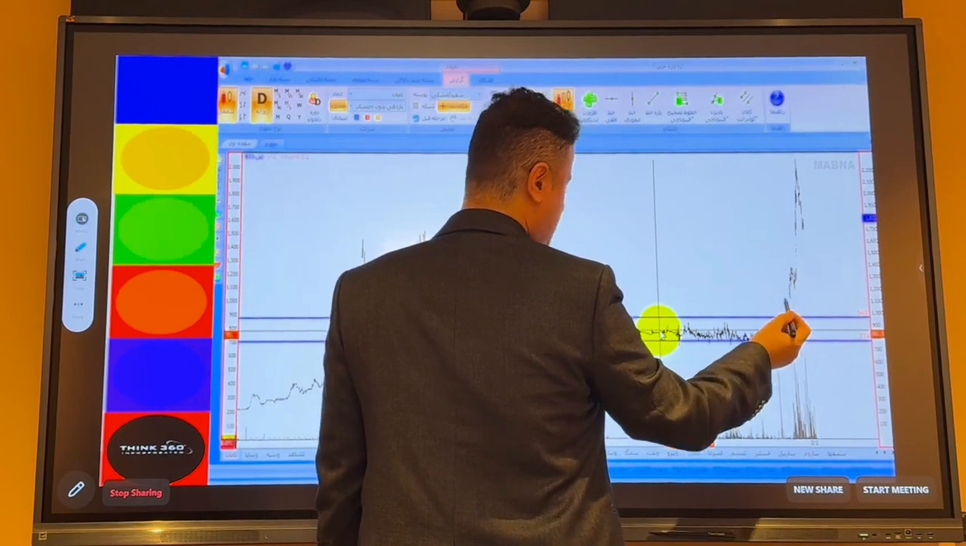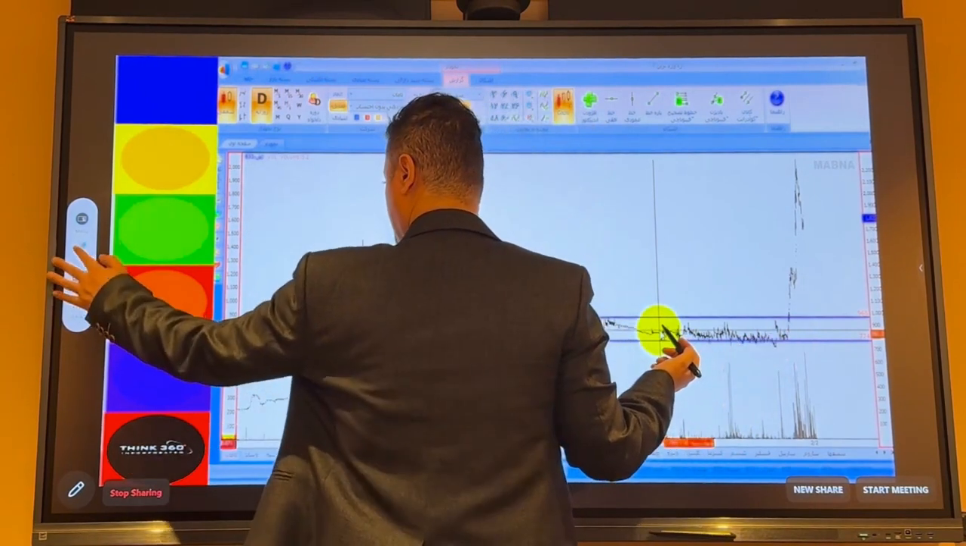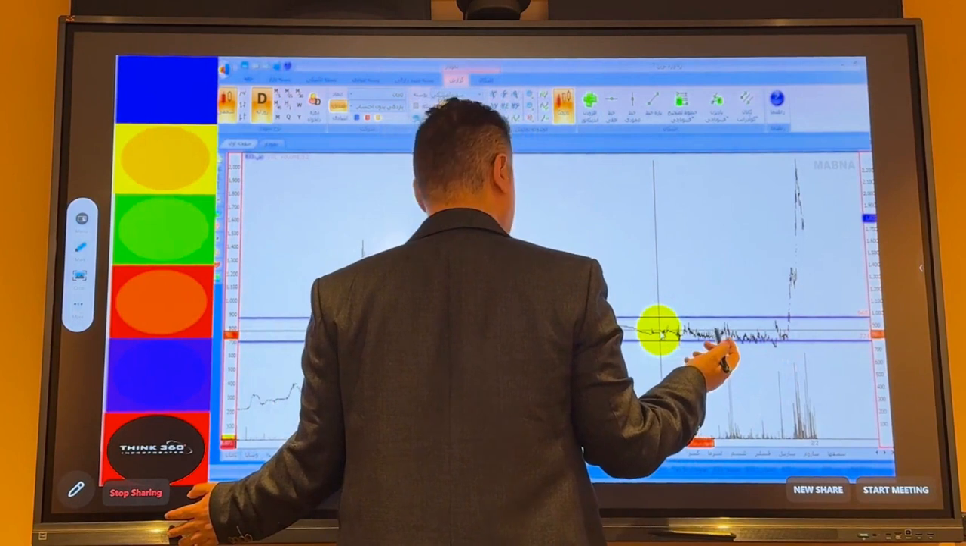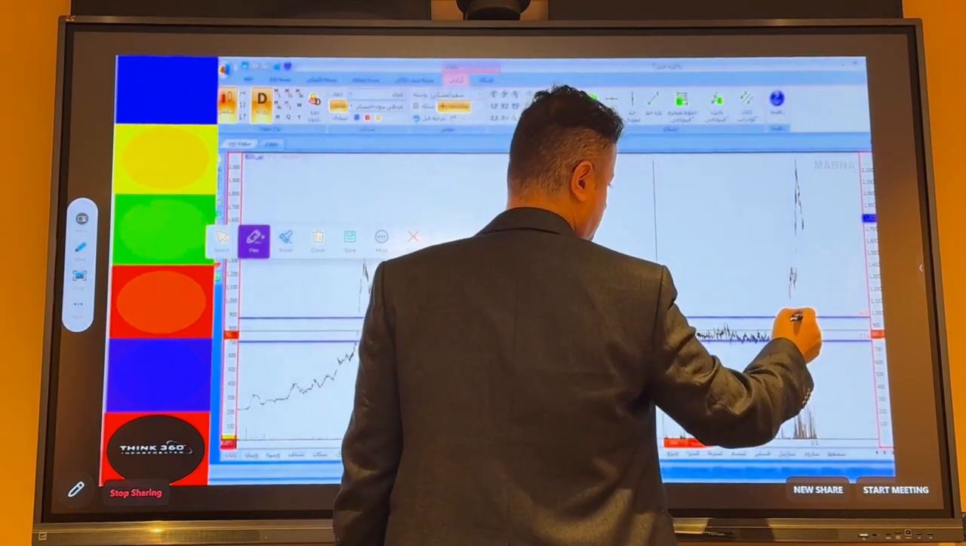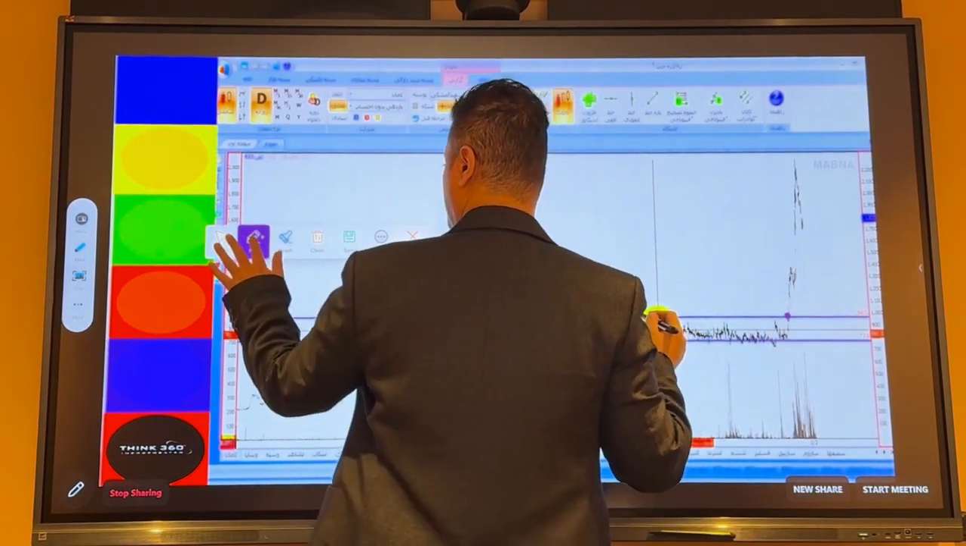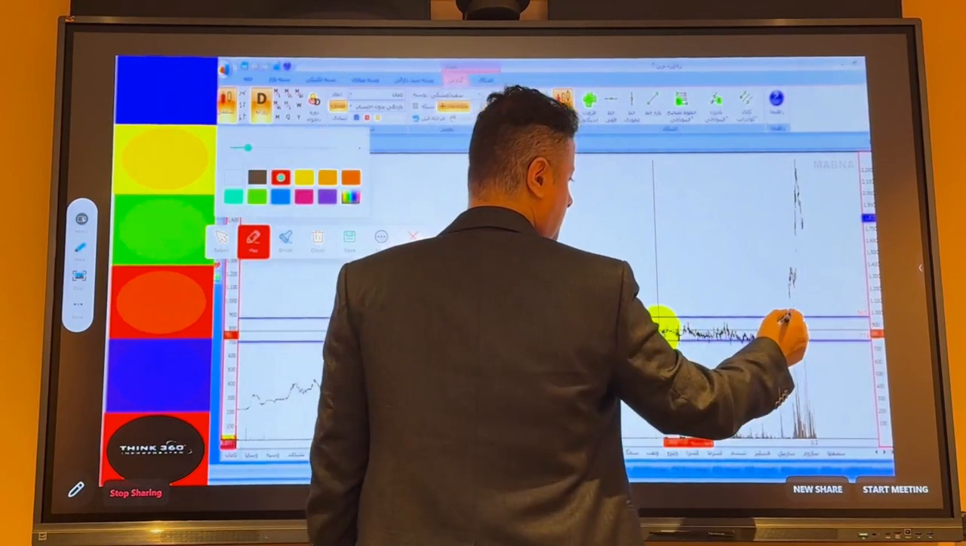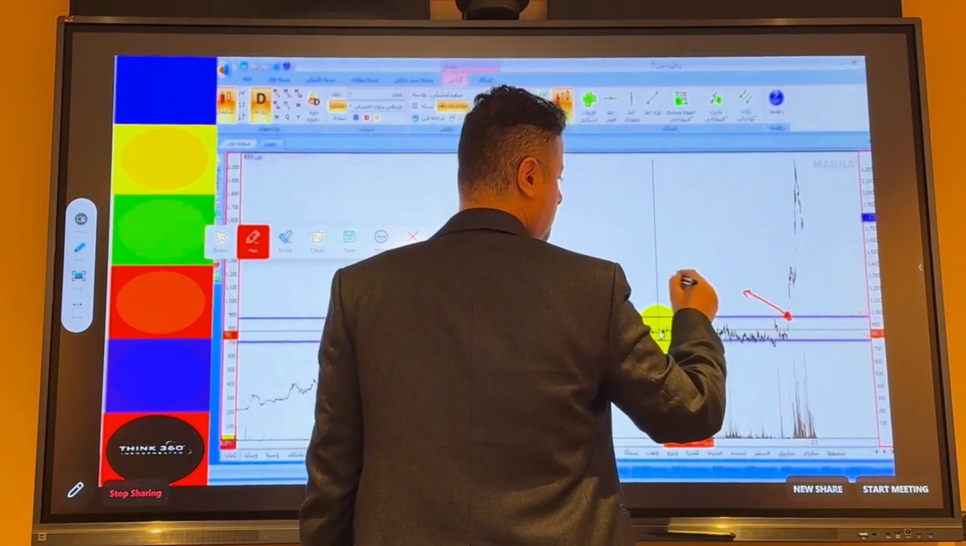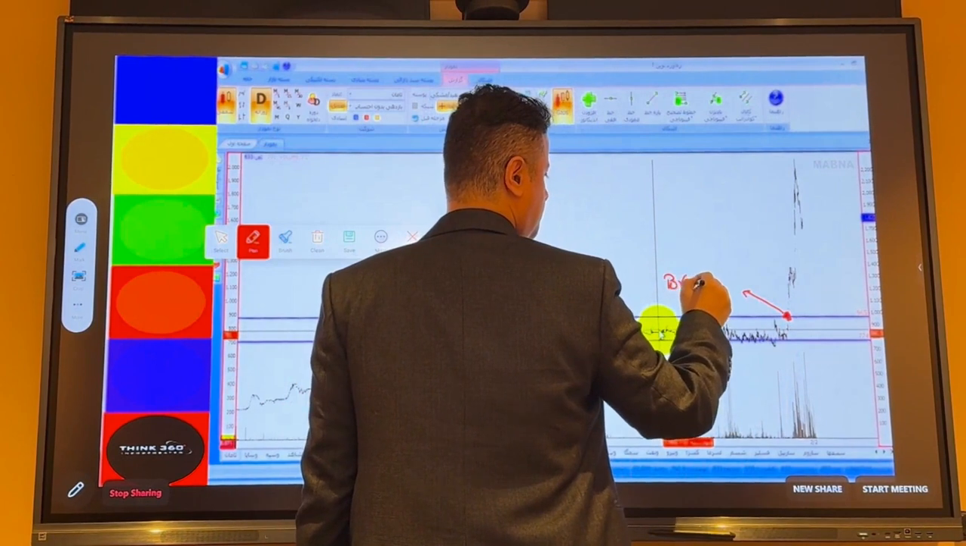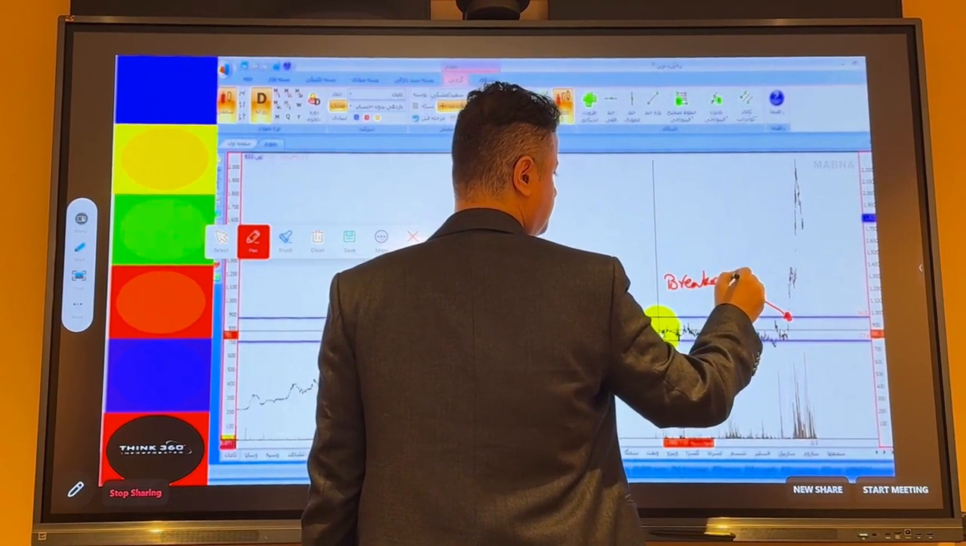Guys, when the breakout point occurs in this area, this breakout point that occurs in this area, my breakout point is exactly here.